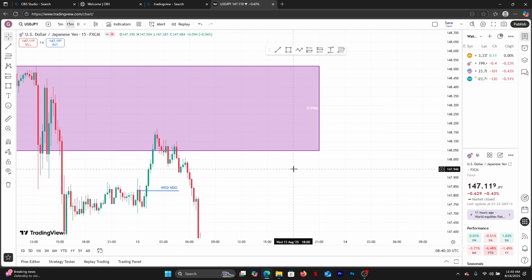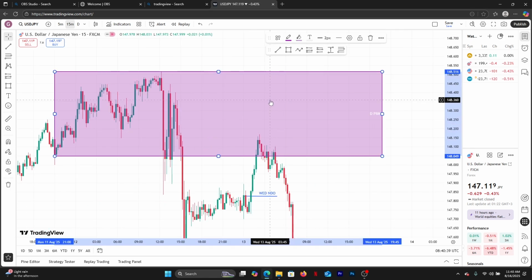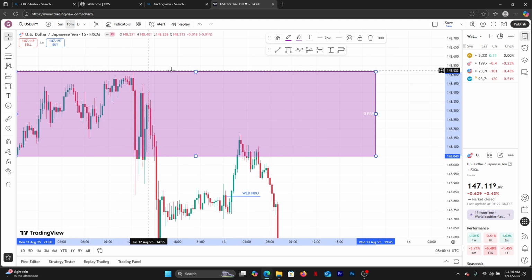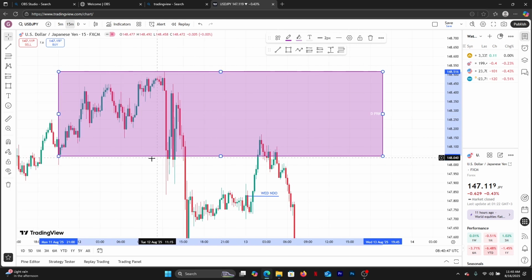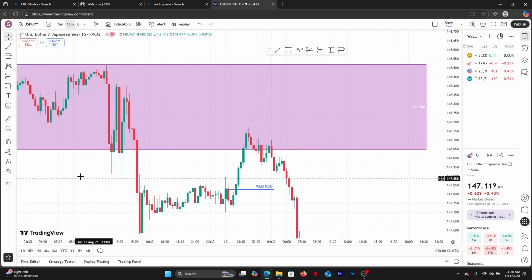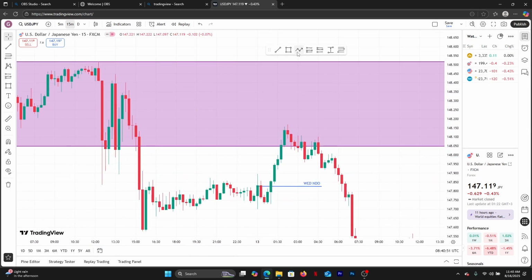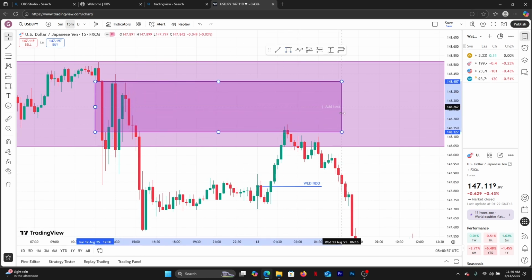Now we want to look for a PD array in this zone, this premium zone, where price is likely to react off of and then drop lower. And then the PD array we have is this fair value gap. It is massive, but it holds value.